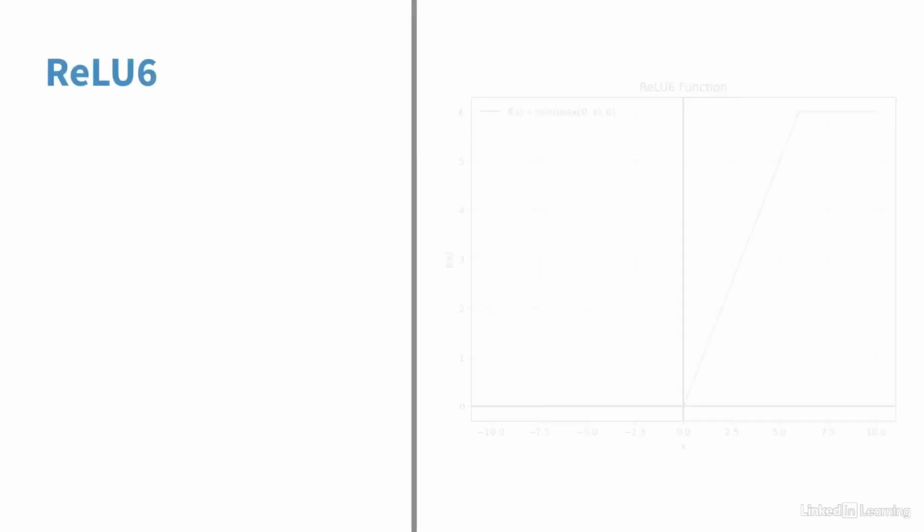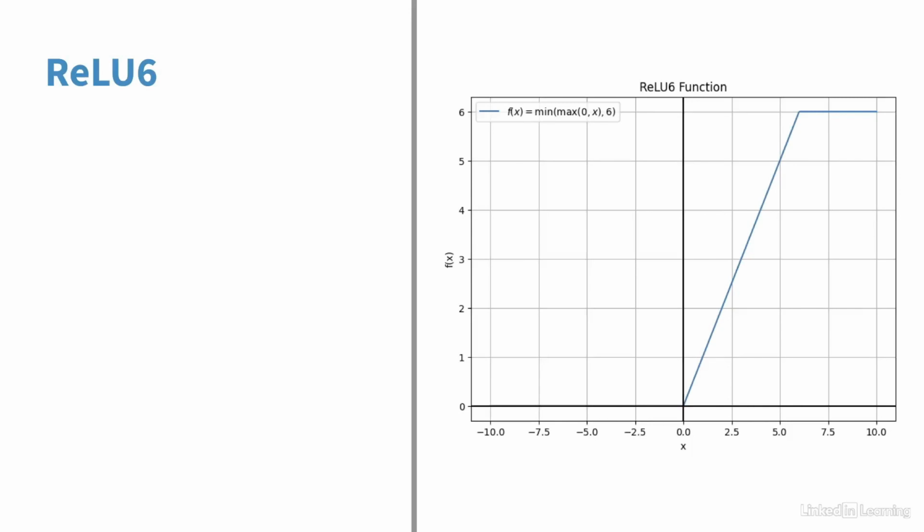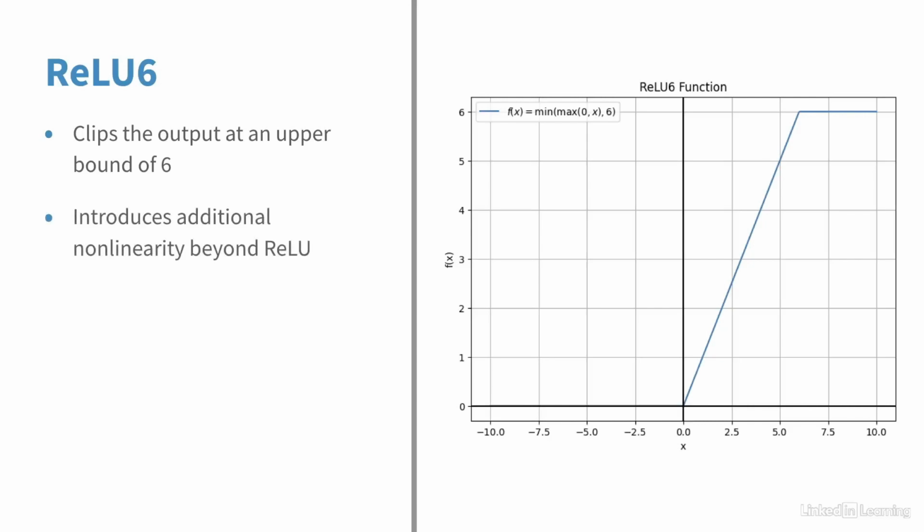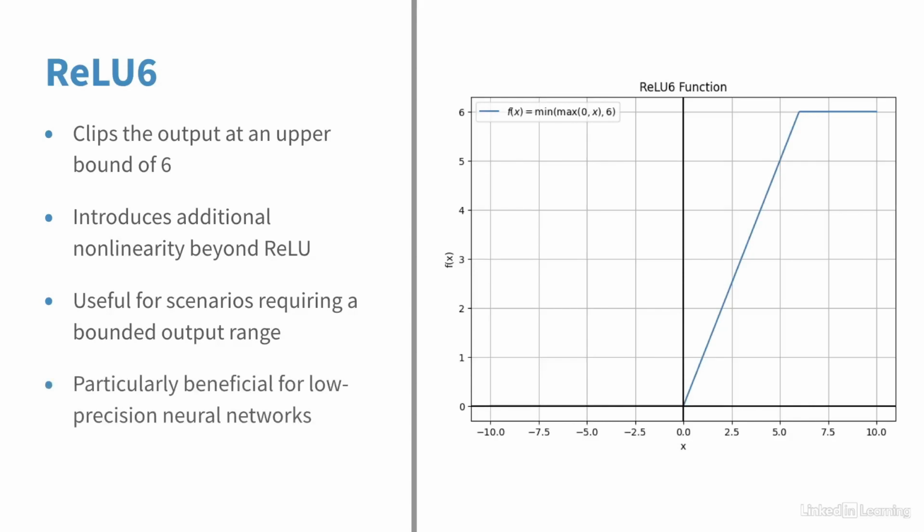And the final activation function that we'll talk about is the ReLU6. So the ReLU6 is a variant of the ReLU activation function that clips the output at an upper bound of 6. By limiting the maximum output value, ReLU6 introduces an additional nonlinearity, which can help improve the network's performance in specific scenarios. ReLU6 is particularly useful in scenarios where a bounded output range is desired, such as when using quantized weights and activations in low-precision neural networks.